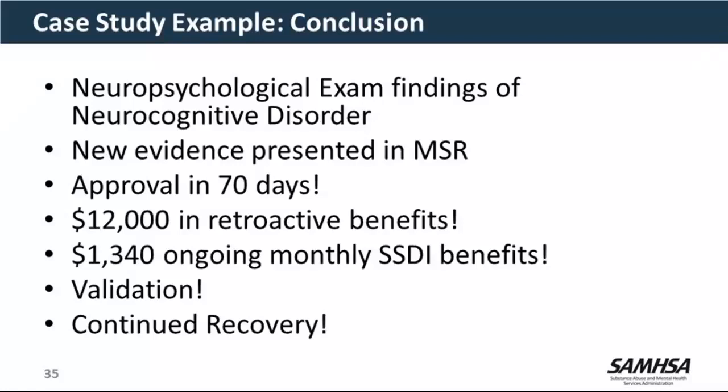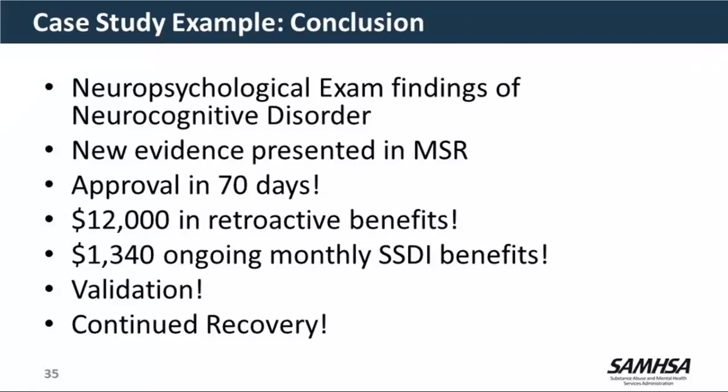The neuropsychologist wrote in the report that due to his past alcohol abuse, his brain chemistry was irreversibly changed. So that goes back to that sequential evaluation, where even though he stopped drinking for 9 months, he has irreversible damage from his substance use that will not improve over time. I obviously included this new record and the information from it into his medical summary report, and his case was approved in 70 days. He received $12,000 in retroactive benefits, and he had a $1,340 ongoing monthly SSDI benefit after that.